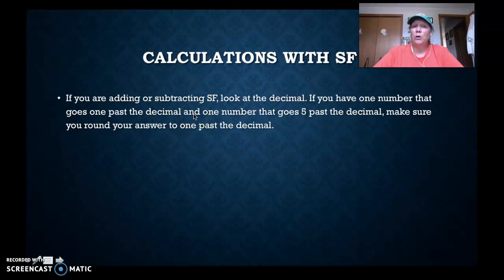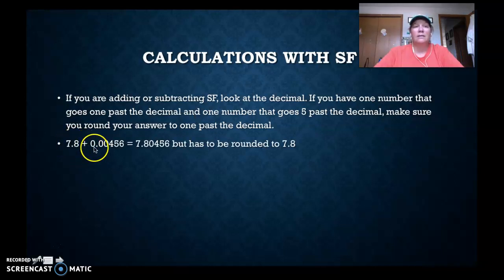And again, when you report your answer that way, then you're making your answer as accurate as the measurements that you took. Okay, so here I have 7.8 plus 0.00456. This goes 1 past the decimal, this goes 5. All right, so when I add them together, this is what I get.